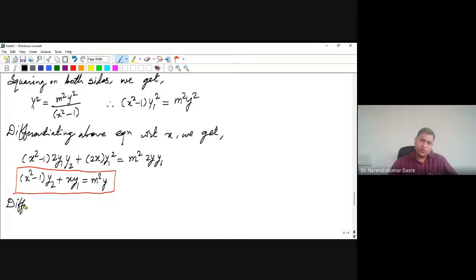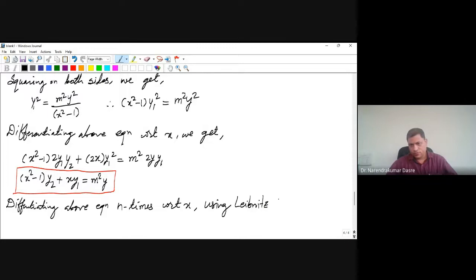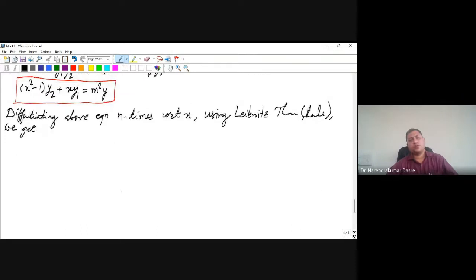So what we can do is differentiate the above equation n times with respect to x using Leibnitz theorem. Okay, so what we have to do is use the Leibnitz theorem for this term, the Leibnitz theorem for this term, and the Leibnitz theorem for this term. And now you have got the choice of what is going to be u and what is going to be v. So what is going to be u here?